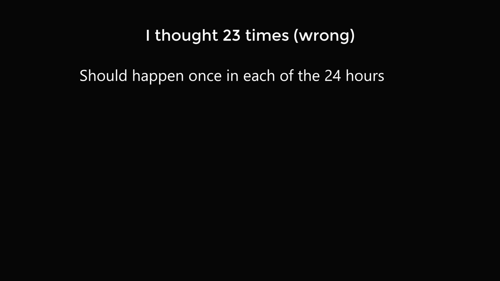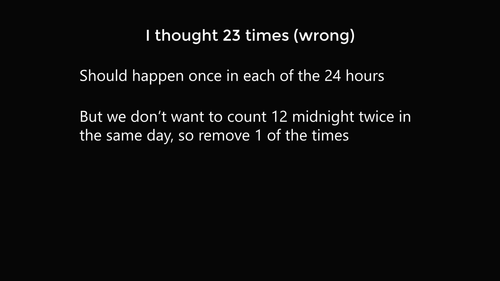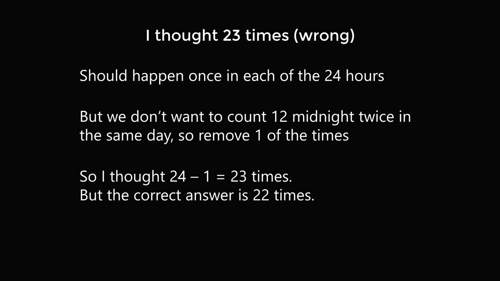So when I first heard this puzzle, I thought the answer was 23 times. This turned out to be wrong. But here was my reasoning. I thought that the hands would overlap once in each of the 24 hours. However, I knew there had to be some sort of trick. So I was thinking about not counting midnight twice in the same day. In order to avoid double counting midnight, we need to remove one of the times that the hands are overlapping. So I thought the answer was 24 minus 1, which equals 23 times. But it turns out the correct answer is 22 times.